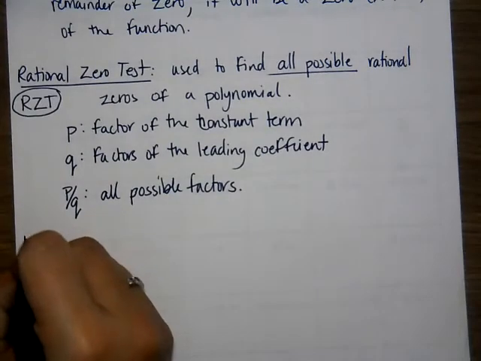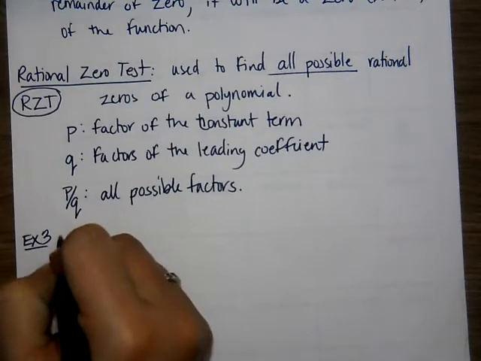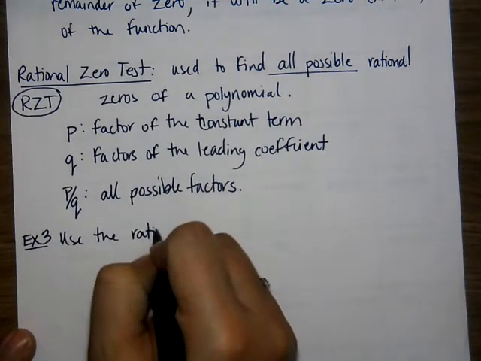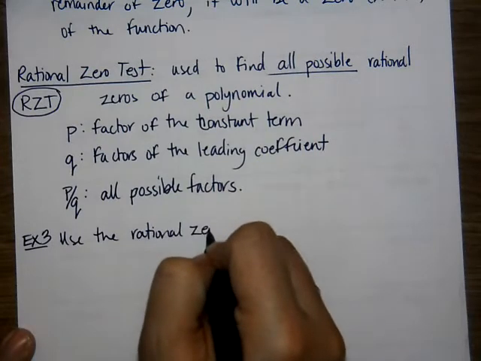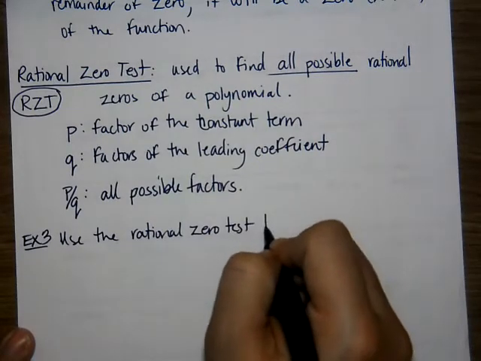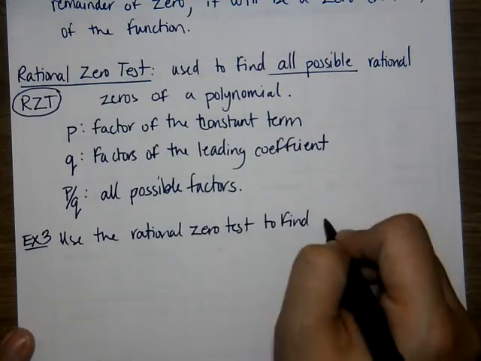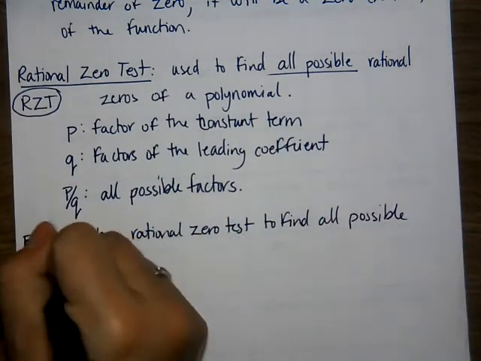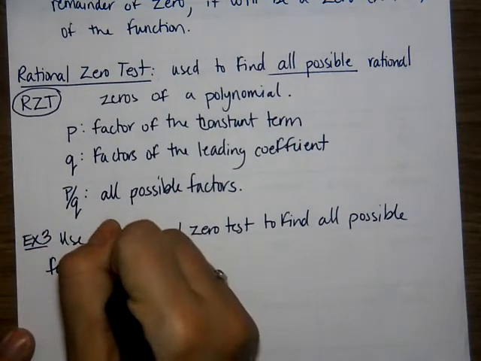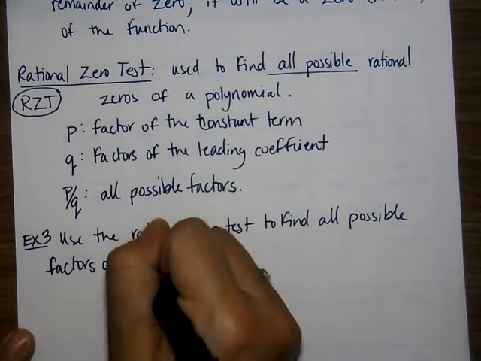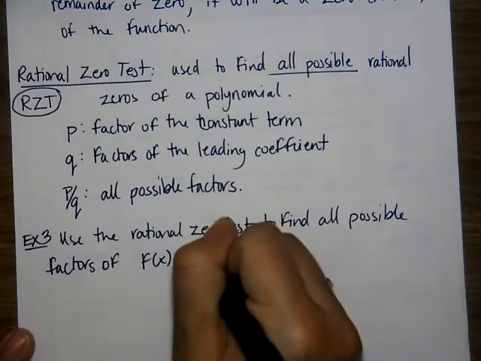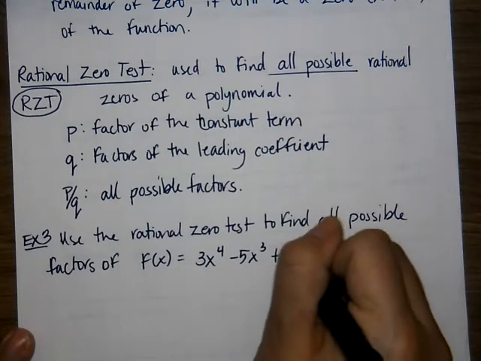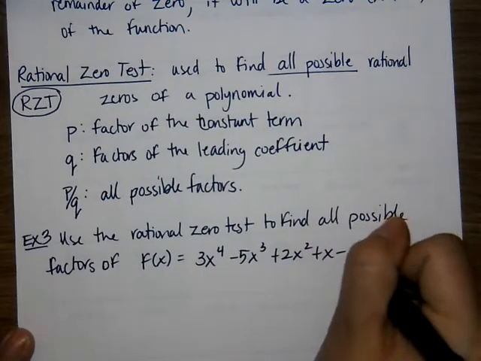So let's do an example of this. Use the rational zero test to find all possible factors of f of x equals 3x to the fourth minus 5x cubed plus 2x squared plus x minus 12.